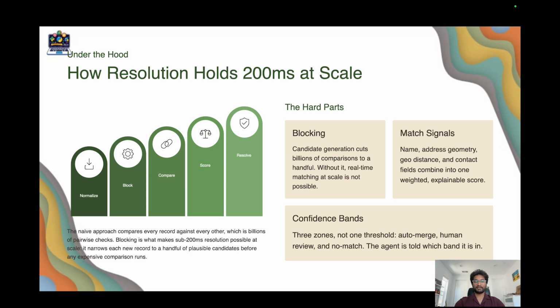Once you have candidates, the matching combines signals: name similarity, address geometry, geographic distance, contact fields, each weighted. And the whole thing is explainable, so you can defend why two records merged. The output is not a yes or a no. It is a confidence band. Above a high floor, auto merge. Below a low floor, treat as separate. In between, do not guess, route to a human. The agent is always told which band it is standing in. That is resolution under the hood. Now, the services it runs on.